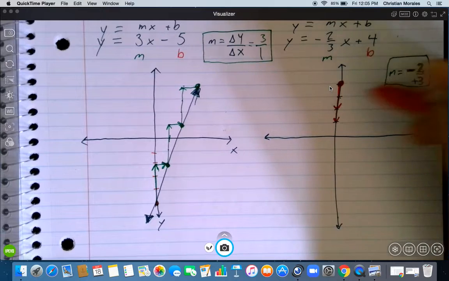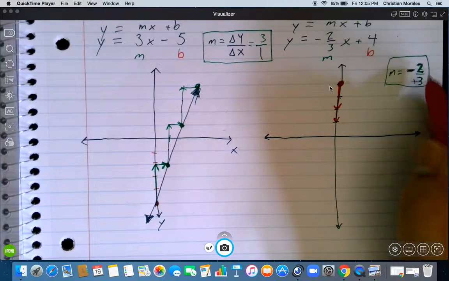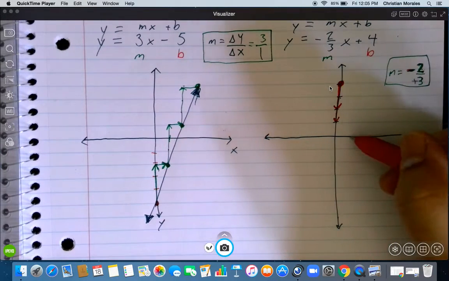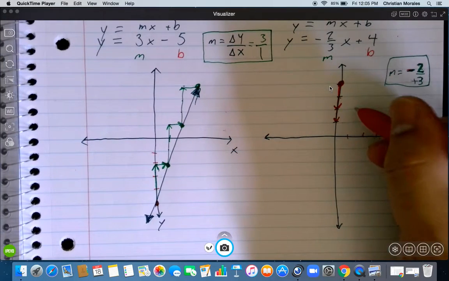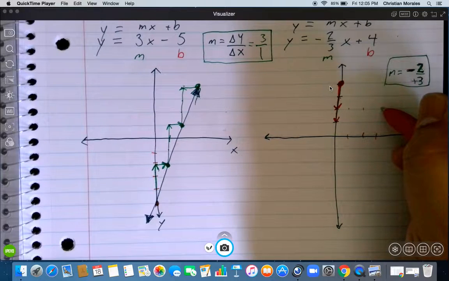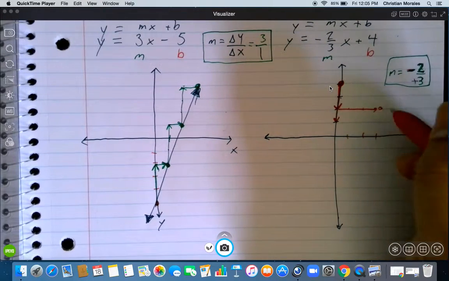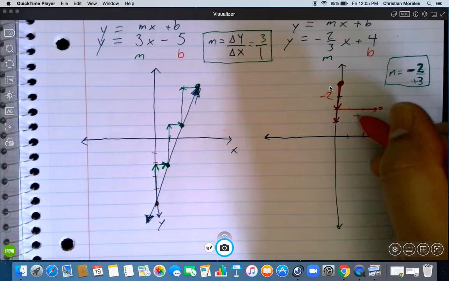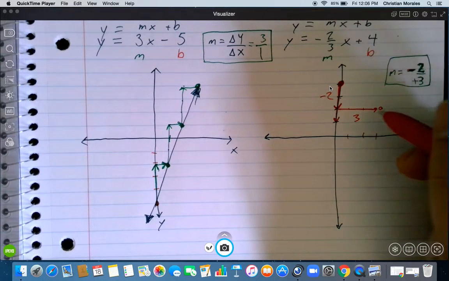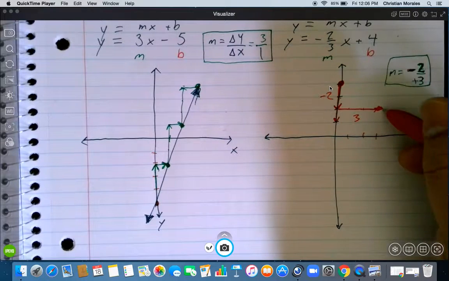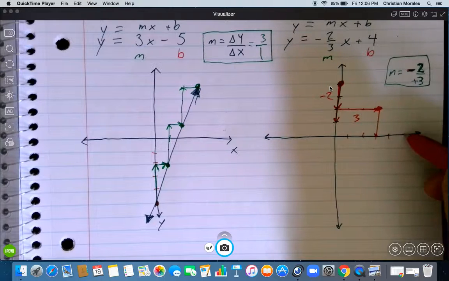You see, I'm already messing up. Down 2. The 2 is negative. The 3 is positive. Now, positive for x is to the right. So this way. -2 over 3. Okay? So, and if I want to do it again, down 2. 1, 2, 3.